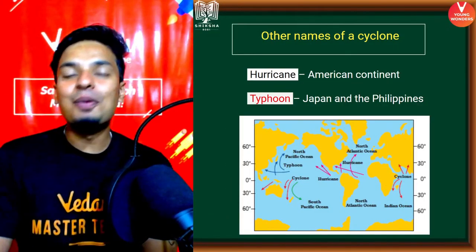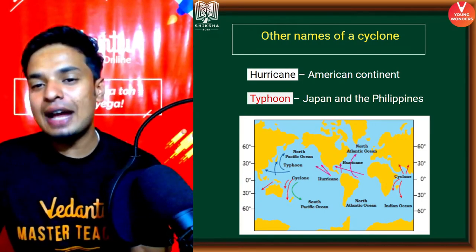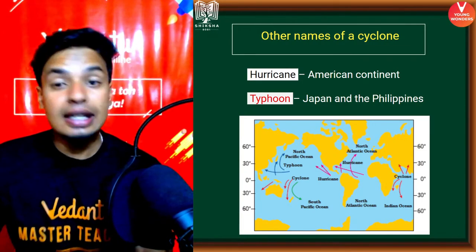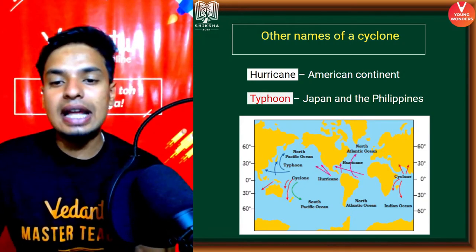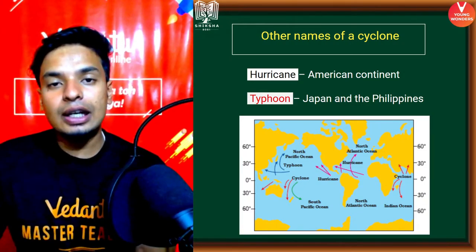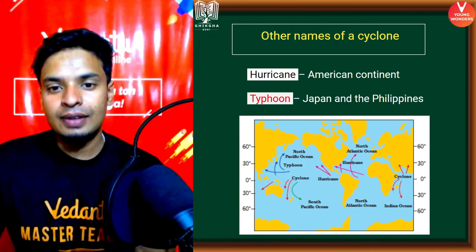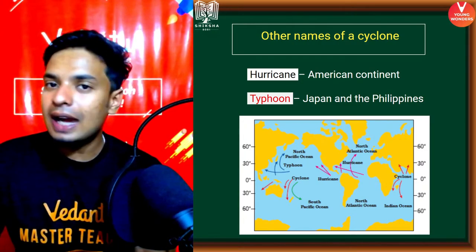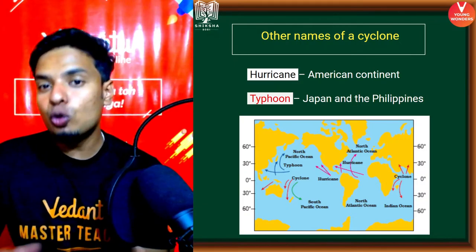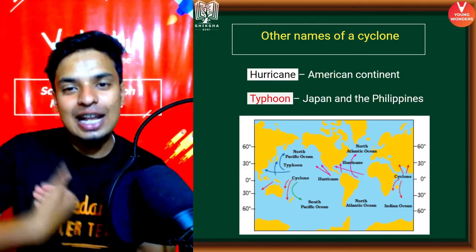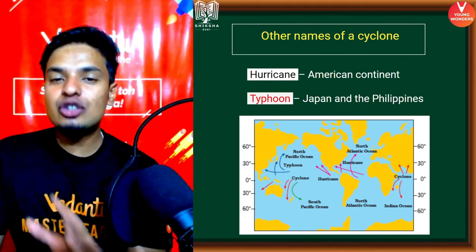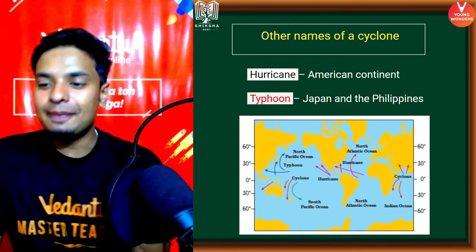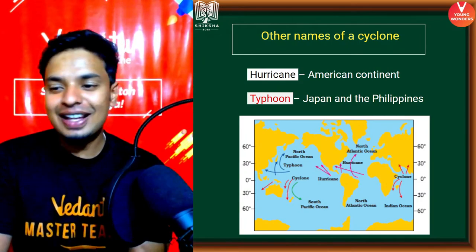All right. So what are the other names of cyclone that we have? In India, we call it cyclone, right? But in different countries, if you talk about America, they call it hurricane. And if you talk about Japan and Philippines, they call it typhoon. So typhoon, cyclone, hurricane, it's all the same, but it just has different names. That's all.